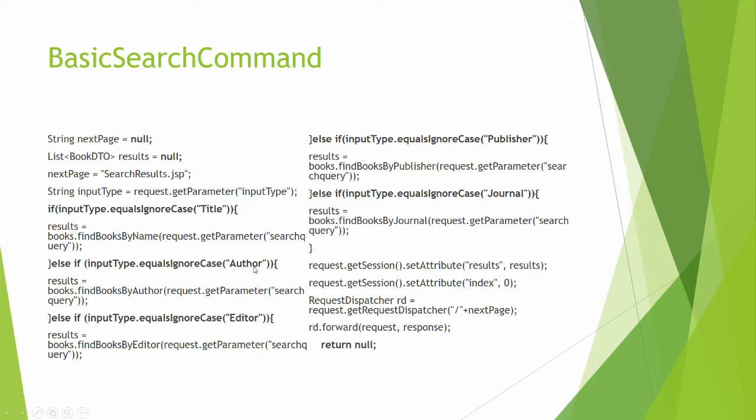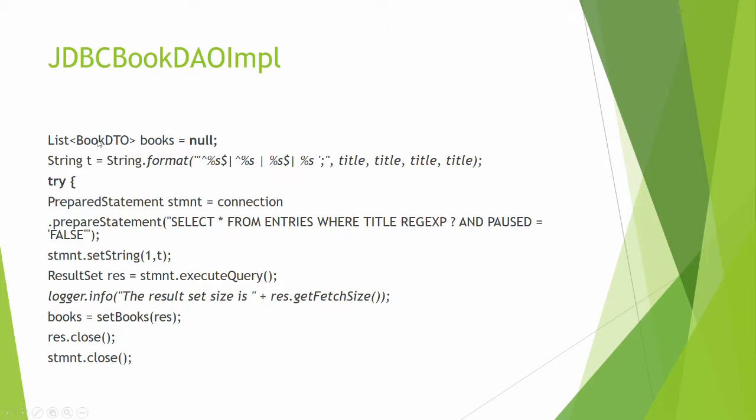It depends on what they want to search: title, author, editor, publisher, or journal. We will execute different commands. So let's look at what will happen if the user wants to search for something under title. We will first form a regular expression, and then pass it into the prepared statement: select star from entry where title regular expression question mark and pause equal false, so that only the non-paused items will be displayed.